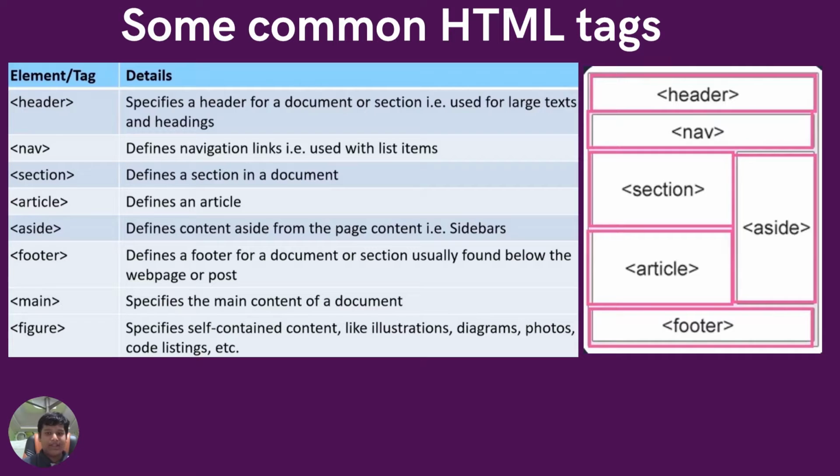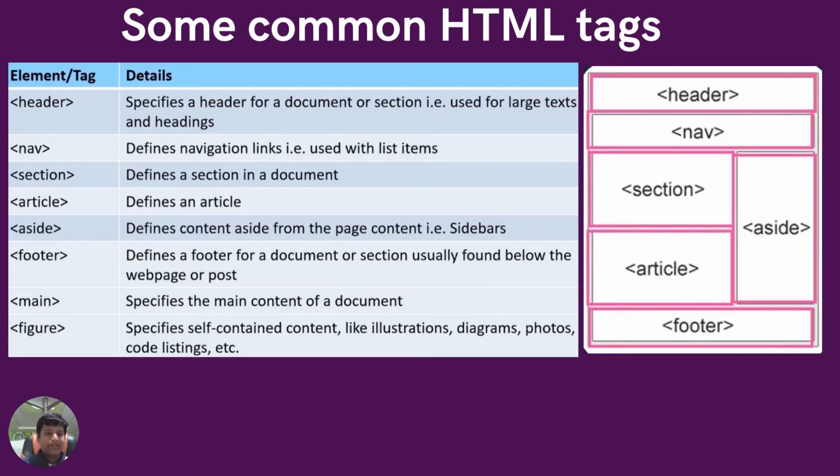This article, it defines an article. And then we have the aside tag, that is it defines content aside from the page, that is sidebars. You can see aside over here. And next we have the footer. It defines the footer for a document or section usually found below the web page or post.